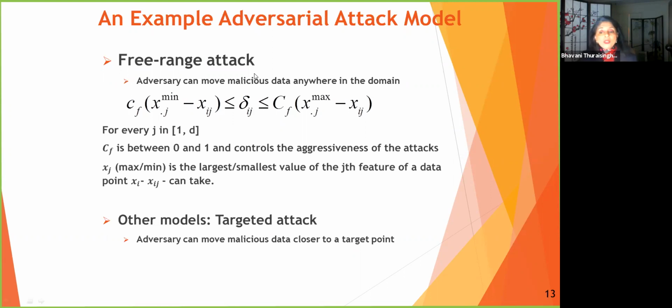So we are looking at two types of attacks. The attack model is a free range attack, where the adversary can move the malicious data anywhere within this particular domain. I won't go into the details. It's in our paper published in the Knowledge Discovery ACM KDD conference. And then the other model is more targeted. The adversary can move malicious data closer to the target point. So these are the types of attacks.